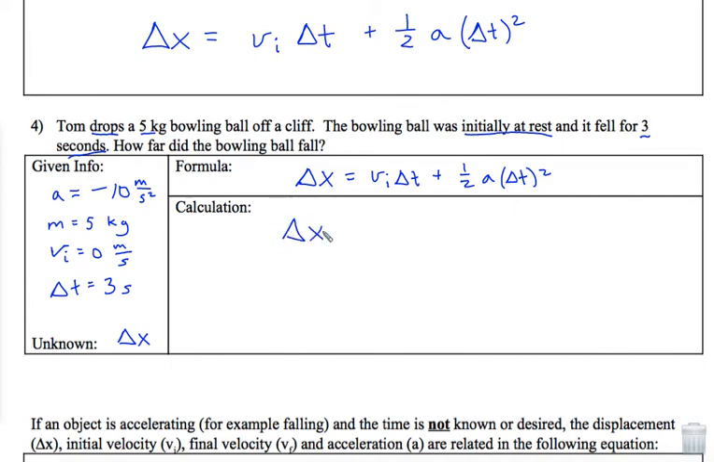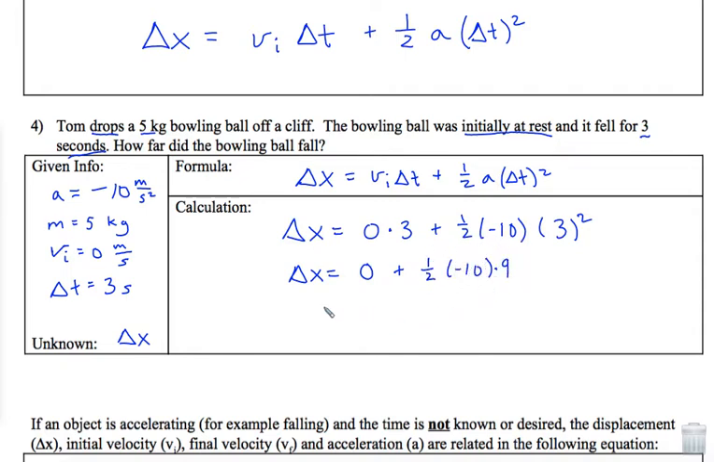Now we just have to plug in. Delta x equals 0 times 3 plus 1/2 times negative 10 times 3 squared. 0 times 3 is 0, plus 1/2 times negative 10 times 3 squared. Well, 3 squared is 9, so 1/2 times negative 10 times 9. Delta x is 1/2 times negative 10 is 5, times 9 is 45. But it was negative 10, so negative 45 meters.